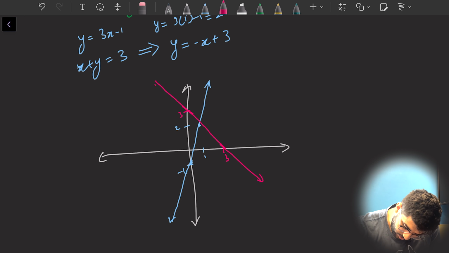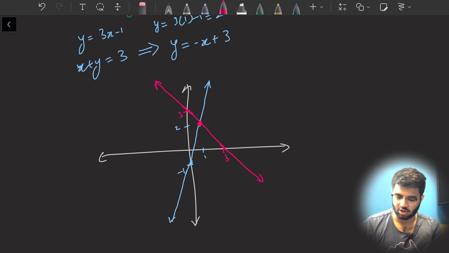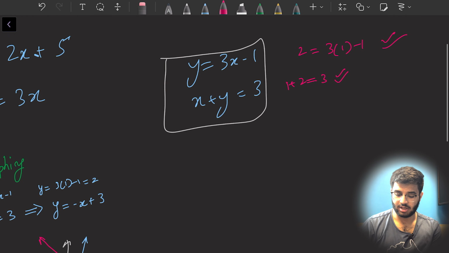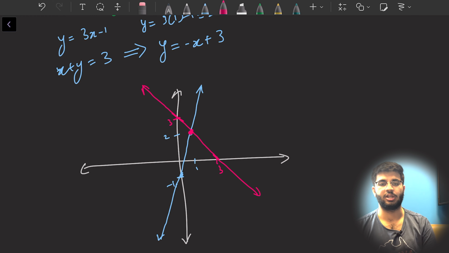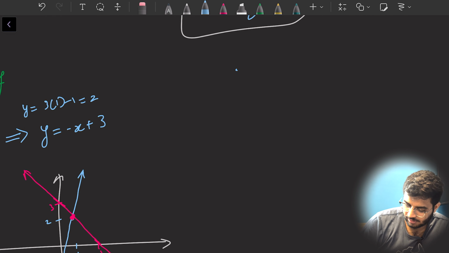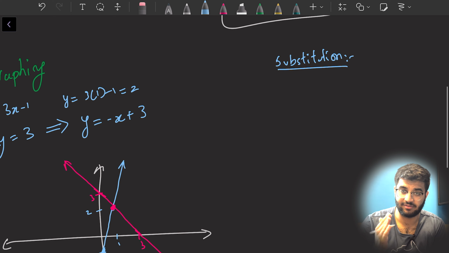Okay, now the question is, where do they intersect? Well, they intersect right here at 1 comma 2, which is the point we found here as well. Okay, so that, as you can see, is one way to solve simultaneous linear equations. You graph them and you find the intersection point. Okay, the next thing is called substitution. Now this is personally my preferred way of going about simultaneous linear equations, and yeah, I need to learn how to say that, but this is my preferred way to go about them.